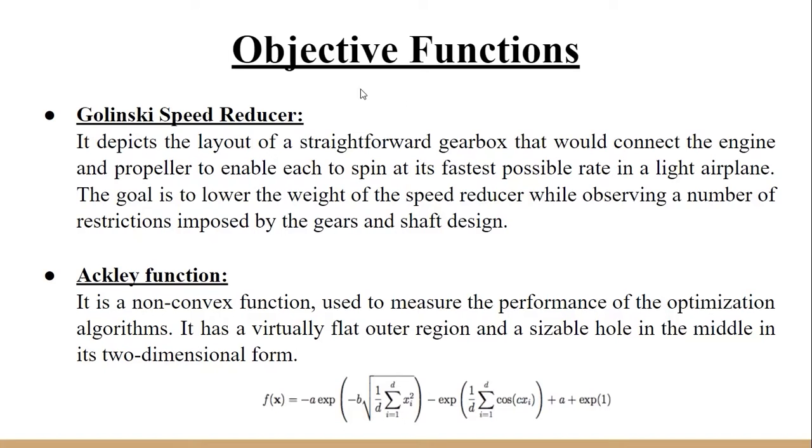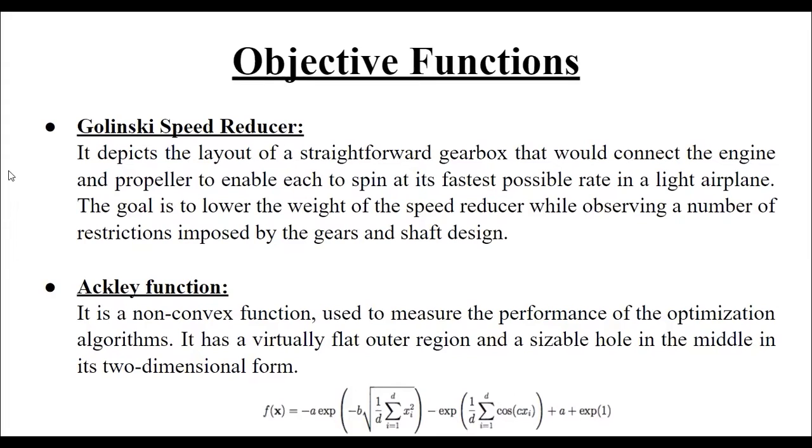Hi everyone. In our project, we have tried to tackle 4 different objective functions. One of them is Golinski speed reducer. The other one is Ackley function, Rosenbrock's valley, and the last one is egg crate function.